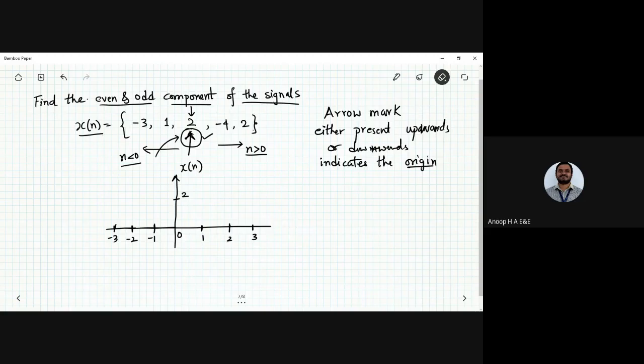So x of n is minus n. At 0 it is 2, and at 1 you are going to have minus 4. So this is the representation of it. Next, at 2, you are again going to have 2 there. Next, at minus 1, it is 1, somewhat around here. At minus 2 you are going to have minus 3.